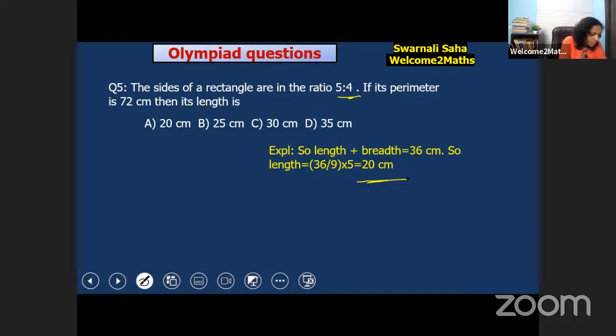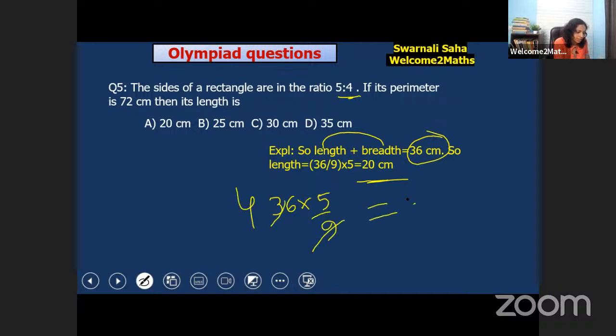Shashwati, you see, is 5:4 and length plus breadth is 36 because it's 72. 72 by 2 is 36. So length would be 36 into 5 by 9. And it's 20 centimeter. Okay. So A is the right one. Very good. A is the right one. So let's move on. Let's solve one more question.